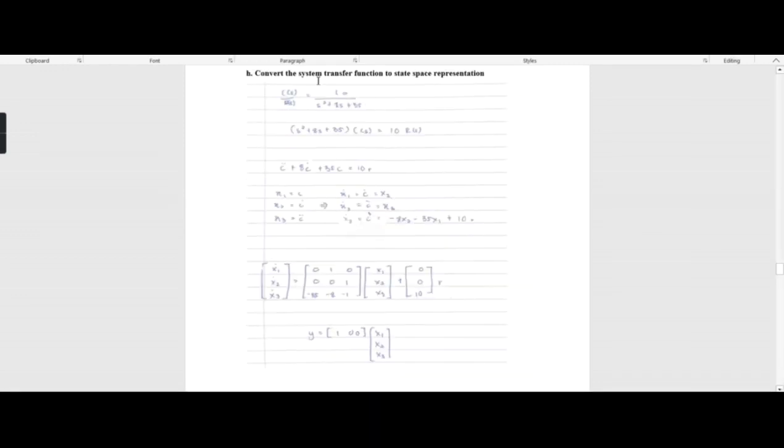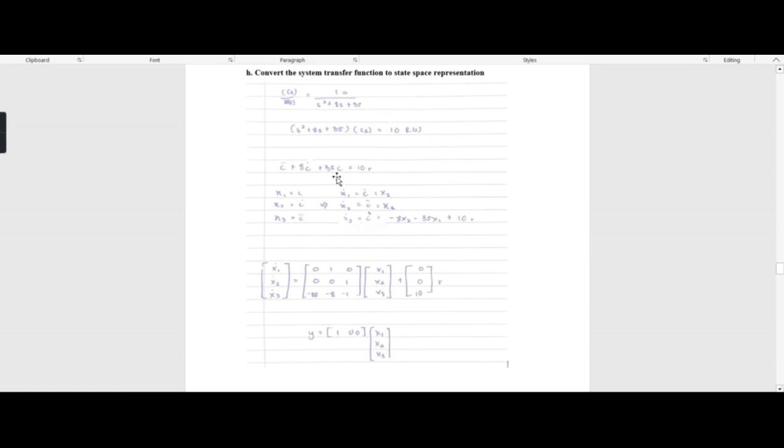The next question is to convert the system transfer function to the state space representation. The transfer function is 10 over s squared plus 8s plus 35. To get this equation, we multiply s squared plus 8s plus 35 by C(s), and the 10 goes with R(s) on the other side. So how do we get this? This is the representation for the derivatives: c double dot represents s squared, c dot multiplies 8, and this one is 35c, equal to 10r.